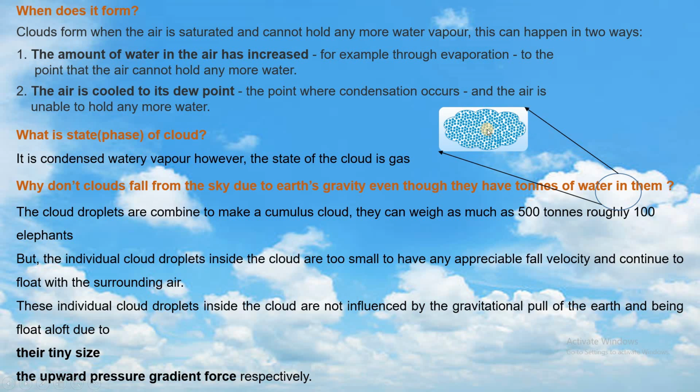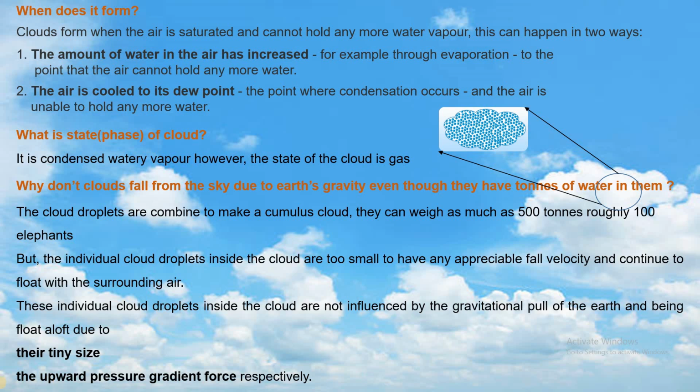They are situated in a very spread-out manner. They won't accumulate at one point; they will spread out, and they are very tiny in size. Because of their tiny size, they won't be affected much by the influence of gravity. That means they won't have an appreciable falling velocity to fall from the sky to the earth.